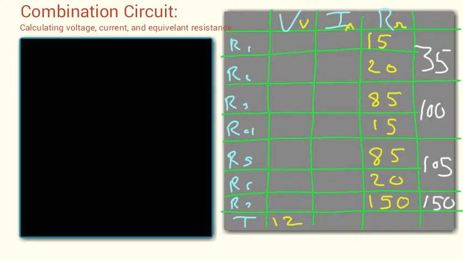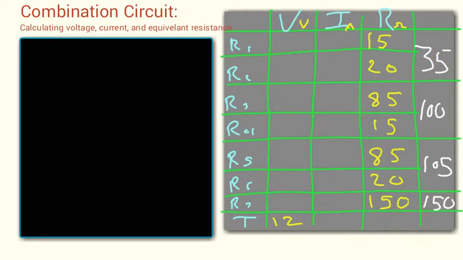Now the rule is, when you're adding resistance of resistors in parallel, that you don't add them linearly like you did when they were in series, but you add their reciprocals. So what we'll do is we'll add 1/35 plus 1/100th plus 1 over 105 plus 1 over 150. We'll add those and then take the reciprocal of that answer to get the final equivalent resistance for the entire circuit.